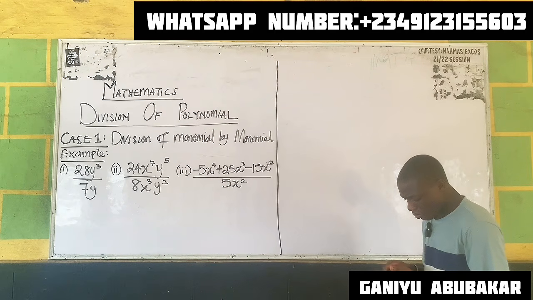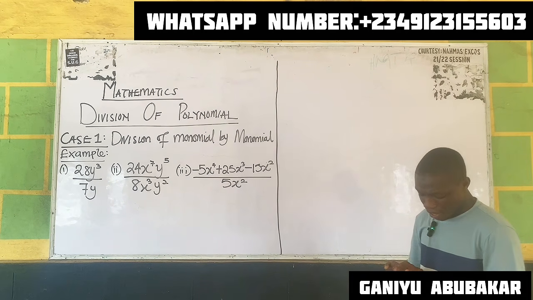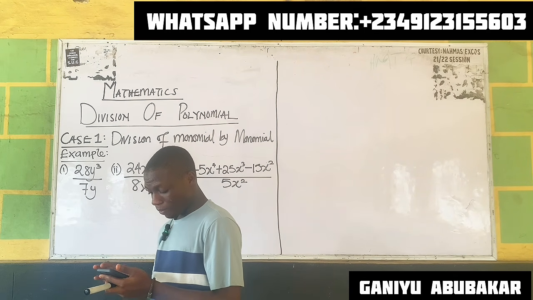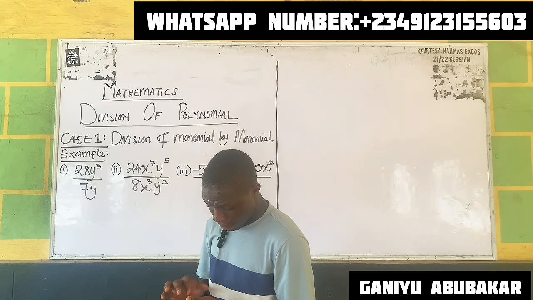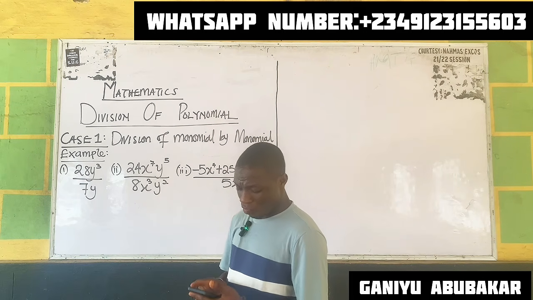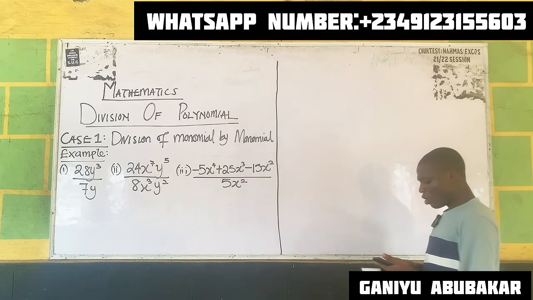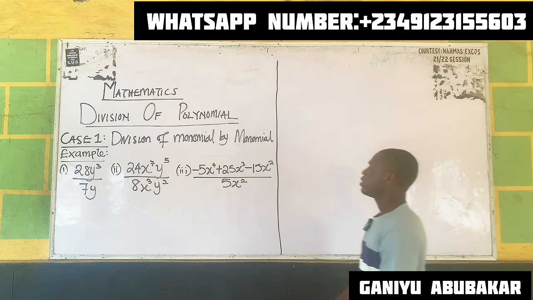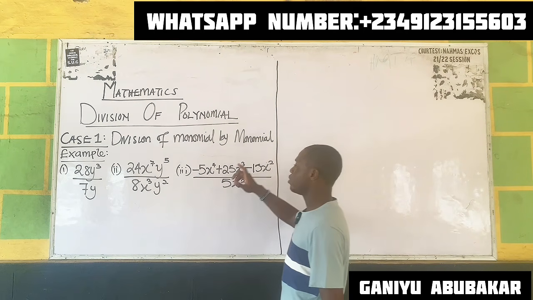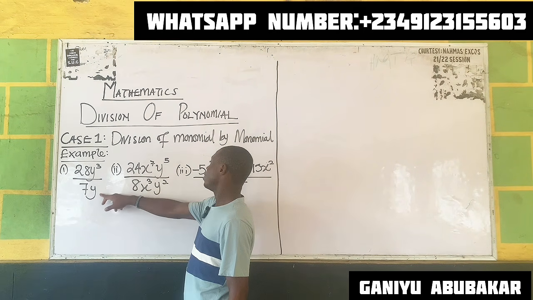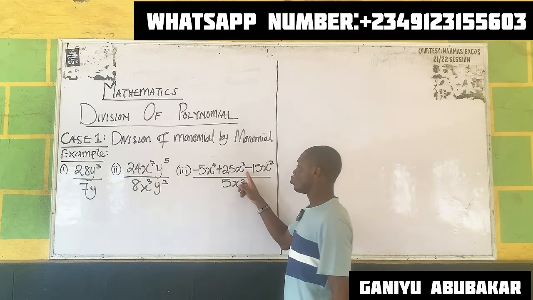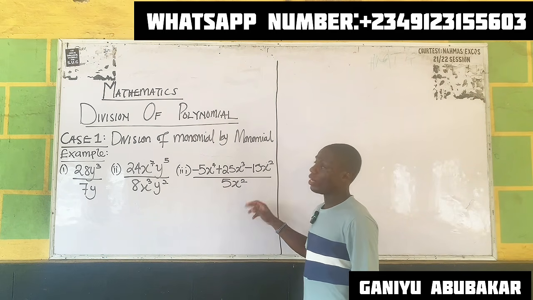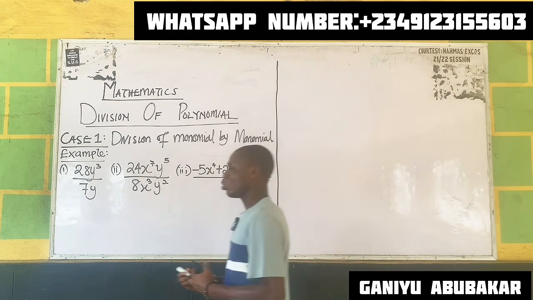First things first. When it comes to solving problems of this nature, the trick is quite simple. This one here is a monomial by a monomial. This one here too is still a monomial by monomial, but we have to take it to the form of monomial by monomial. First, let's solve the first one. Solution.